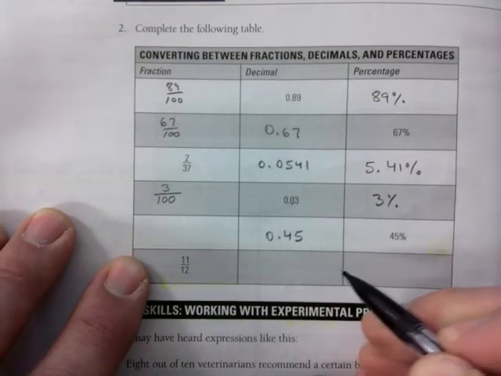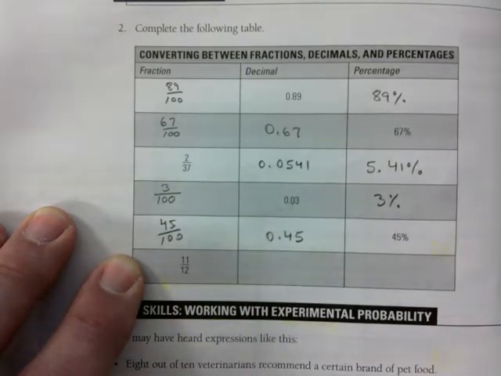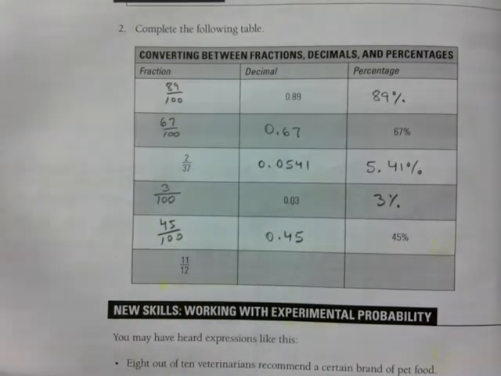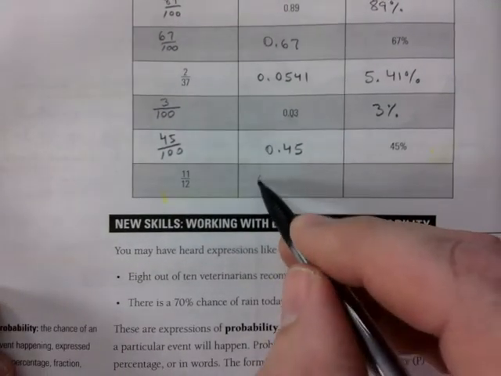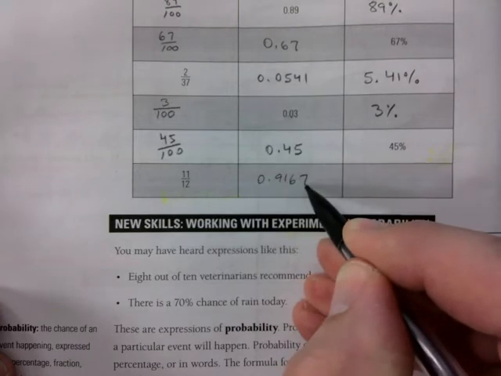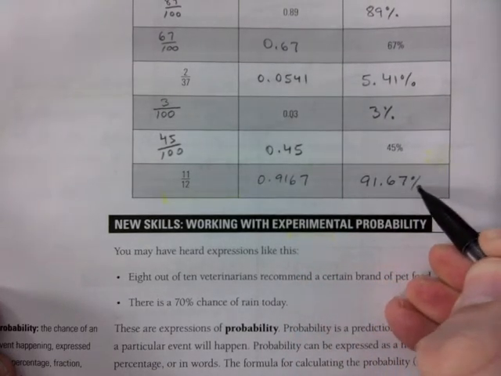0.45 going this way, which would give you 45 out of 100. And yes, you can reduce that one, but we're just going to leave it, right? 11 divided by 12 is 0.9167, which turns out to be 91.67% like that.